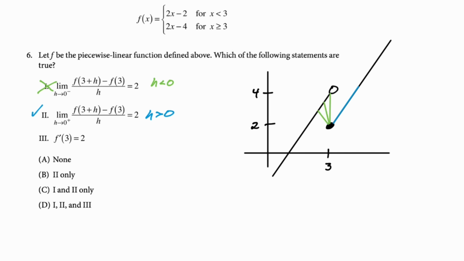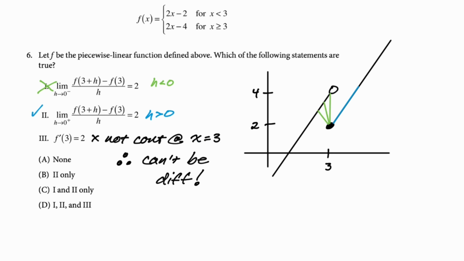All right, for the next one, f prime of 3 equals 2. The only way that that could be true is if this thing is continuous, and then we would talk about the derivative, but this thing is not continuous, right? Not continuous at x equals 3, cannot be differentiable there. Therefore, this is not an answer. The only option that is true is B.